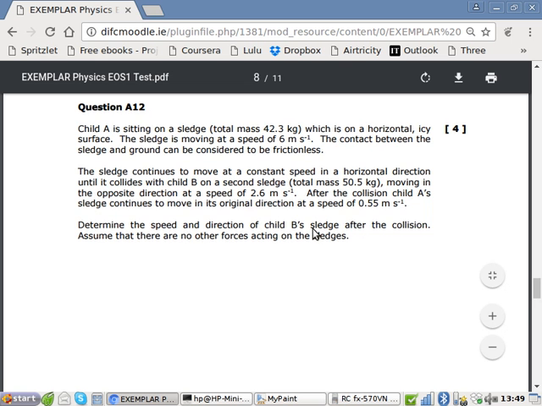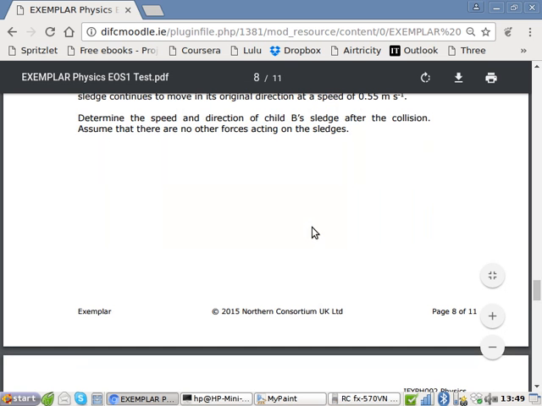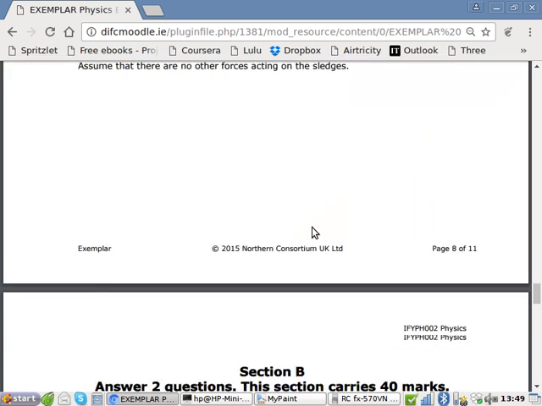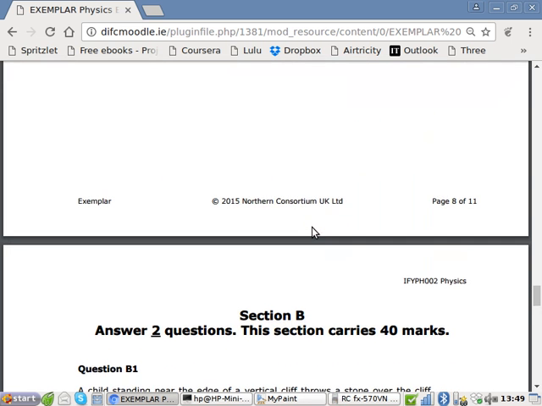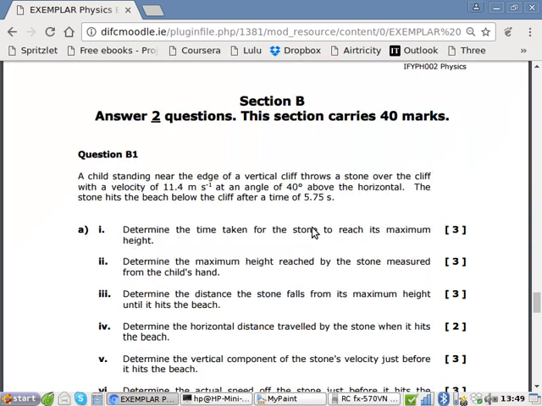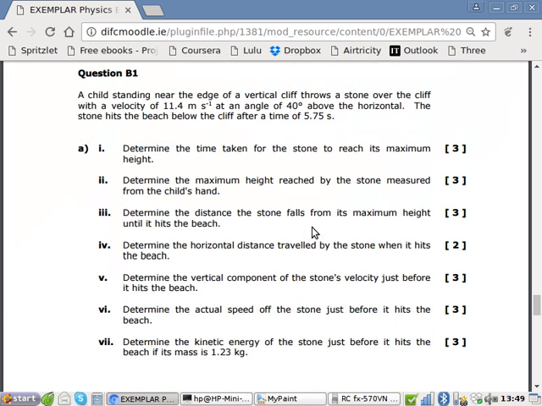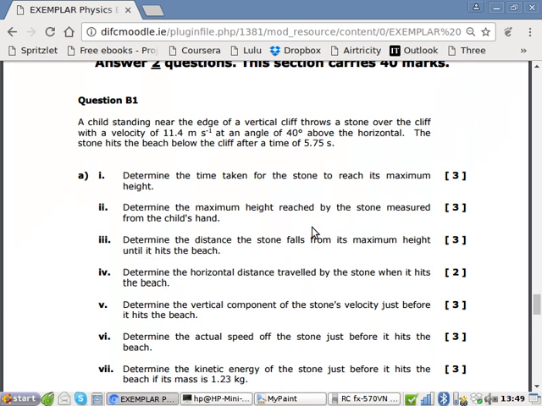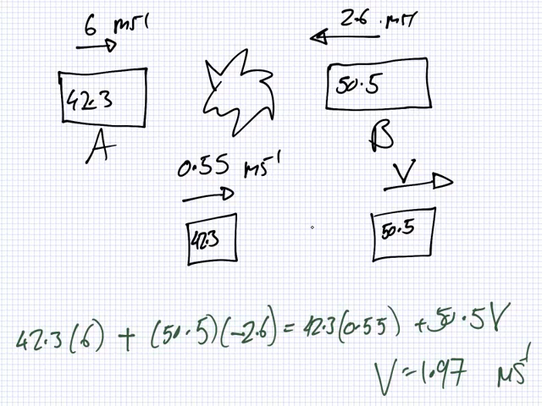It's in the bottom. Two starts from something and ends to. This is a very, very nice mechanics question. Excellent mechanics question. And I'll draw it for you to help you start it. A child throws a stone over the cliff with a speed of 11.4 and an angle of 40.